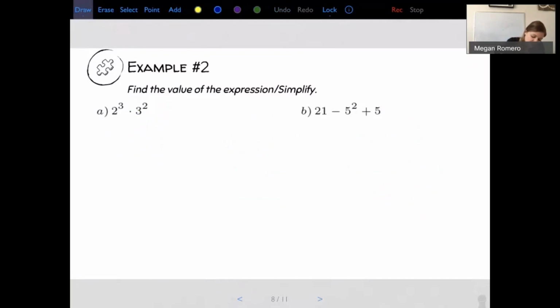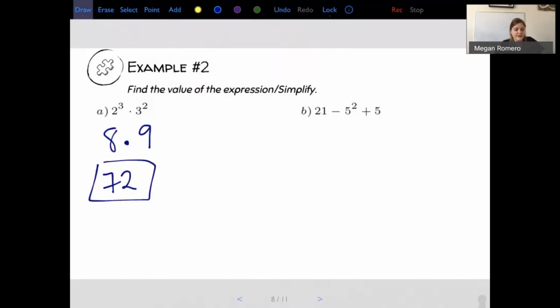Part A. So we use order of operations. We're going to start. We don't have any groups, but we do have exponents. 2 cubed is 8. We still have multiplication because we haven't done that part yet. And 3 squared is 9. Now we have 8 times 9, which gives us 72.